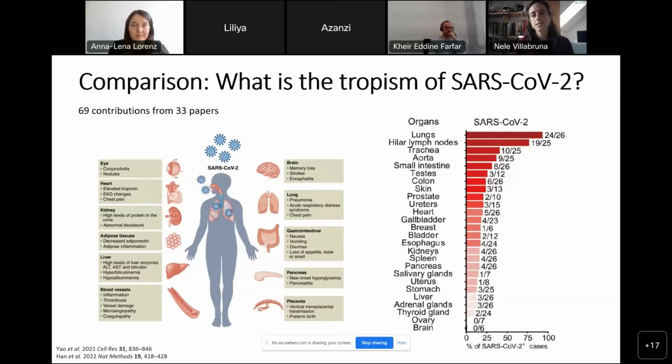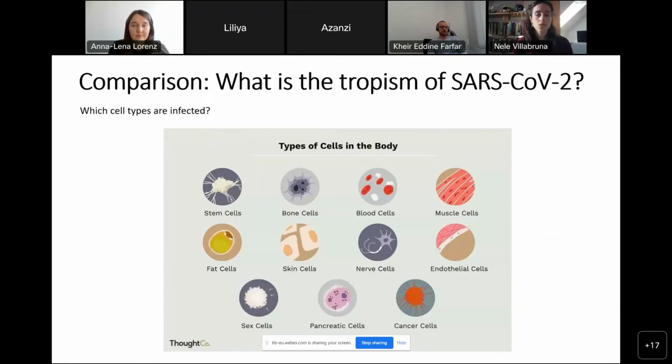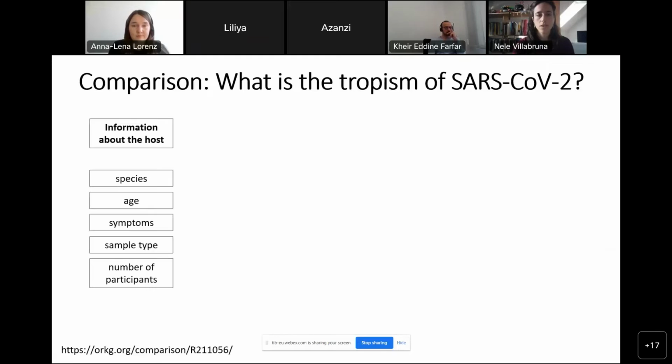On the right side, it's the same information, just a different way of showing it. Also here you see that the lung is still the most important organ that is targeted, but a variety of other organs and body parts can be infected by this virus. In addition to the organ, I also extracted information on the cell type, because of course most organs are comprised of different types of cells, but often viruses only target specific cell types rather than all cells of an organ.